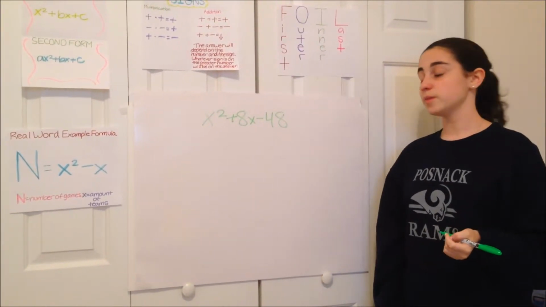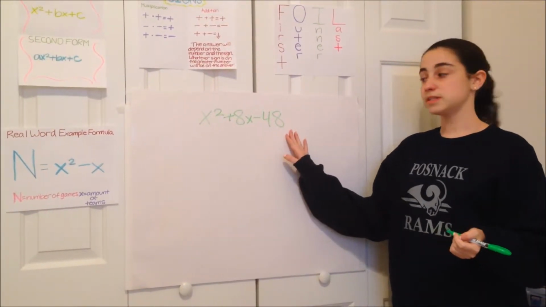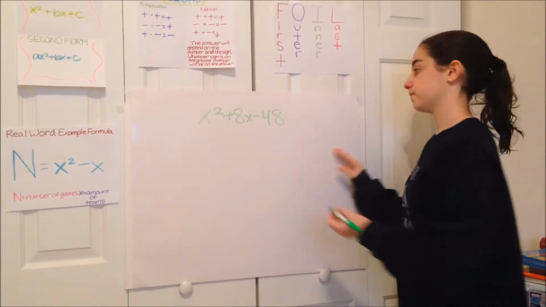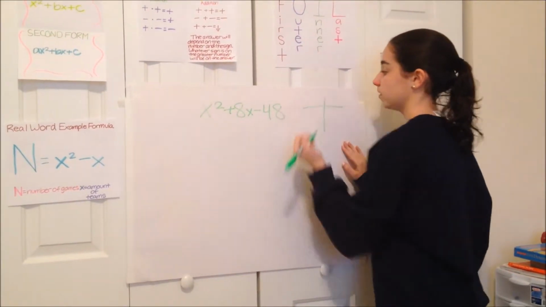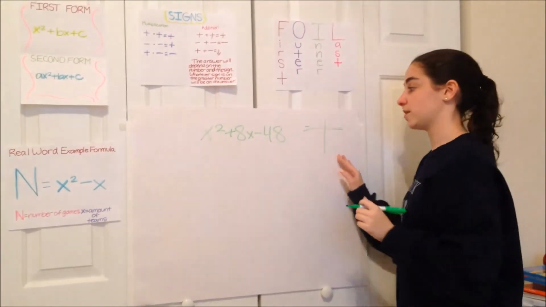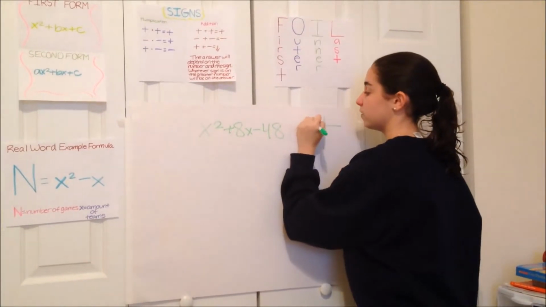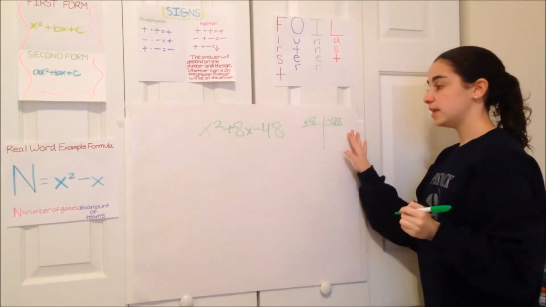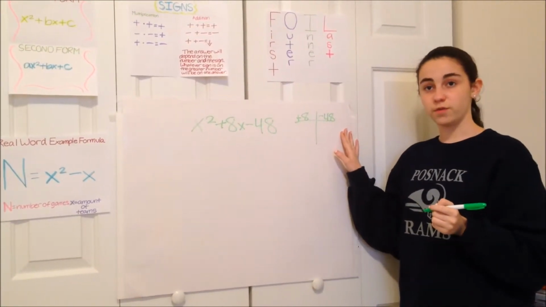The first step to solving the problem is to find two numbers that have the product of negative 48 and have the sum of positive 8. I like to start by making the factor tree. It is actually the t-chart. So I'm going to put a positive 8 over here and a negative 48 over here. The easiest way to start is by making a factor list for 48.